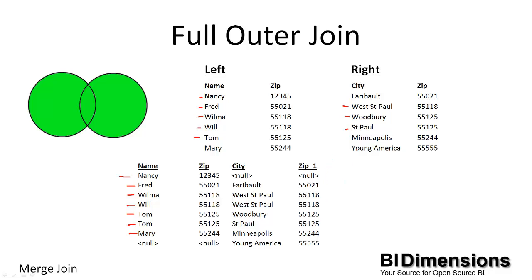But because the full join does the right and the left, we also get Young America thrown in there. And Young America, because there are no people in Young America, we end up with nulls for the name and the zip code.